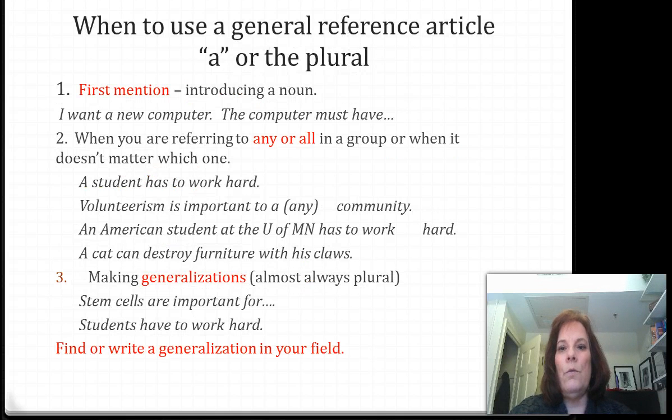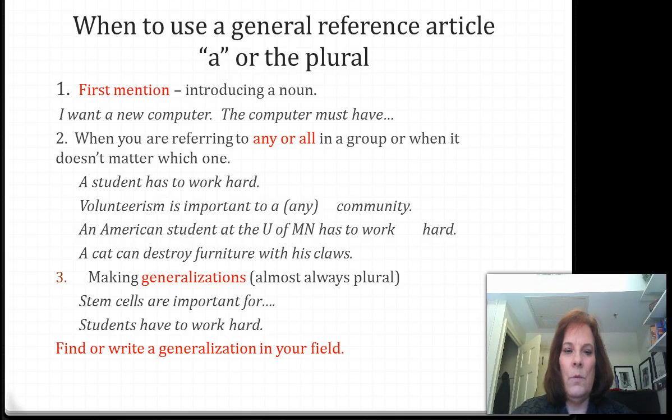When to use a general reference article, a, or a plural, the first mention. I want a new computer. Anyone will do, any computer. The computer must have. Which computer? The one that I just mentioned, a new computer. So the first time I mention it, it's a, and the second time I mention it, the same one, then I'll switch to the. When you're referring to any or all in a group, or when it doesn't matter which one, we also use a.